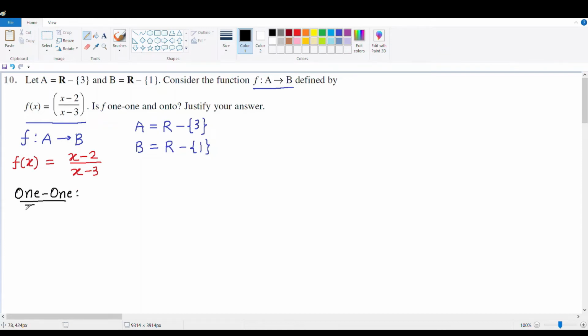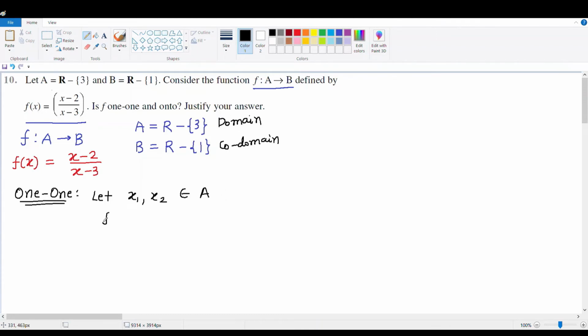Now for one-one we do what? We take two elements from the domain and then we find the function value for those, right? So let x1, x2 both belong to A. I don't need to say domain because A is our domain, B is our codomain, right? This is our domain because it goes from A to B. That means A must be domain and B must be codomain. Okay, now x1, x2, let's say they both belong to our domain set.